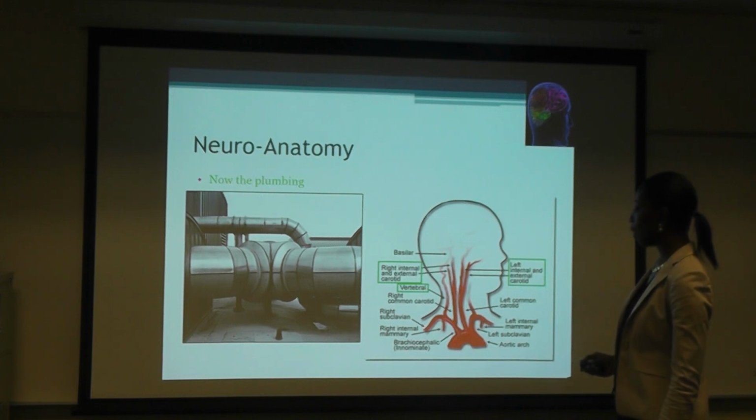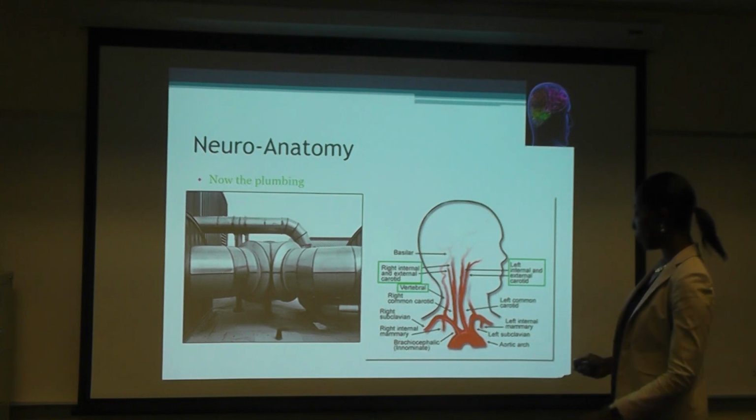Okay? So you have the vertebral arteries in the back that come up and go into the cranial vault. The vertebral arteries merge to form the basilar artery. So again, you have a vertebral artery on the right and a vertebral artery on the left, and they come up and then merge to form the basilar artery.